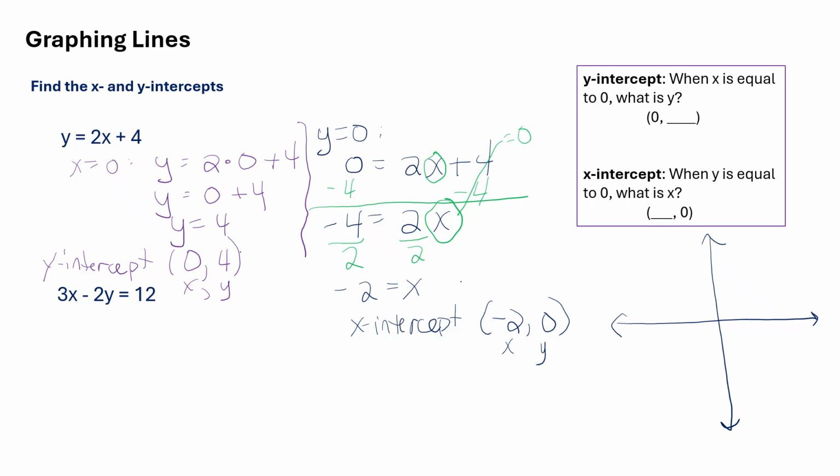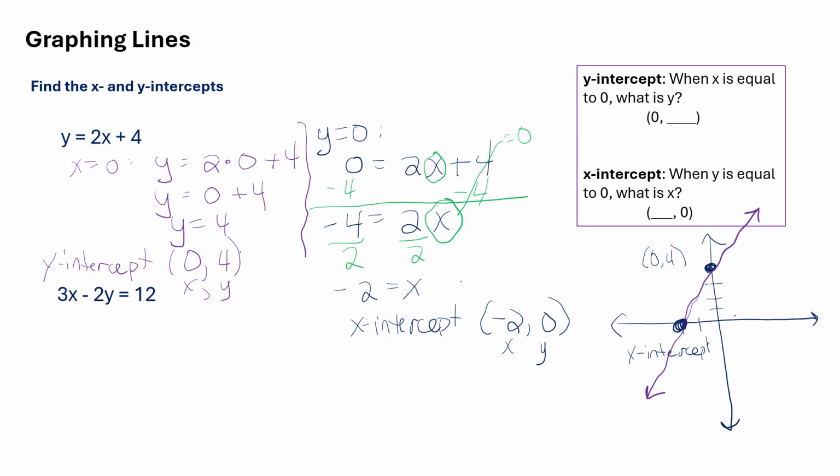So we have 0, comma 1, 2, 3, 4, so this is our y-intercept, and then we have negative 2, so we're moving to the left, comma 0. This is my x-intercept. And then I'm going to connect those points with a line. Again, it would be my attempt to draw a straight line, not so perfect, but something like that.